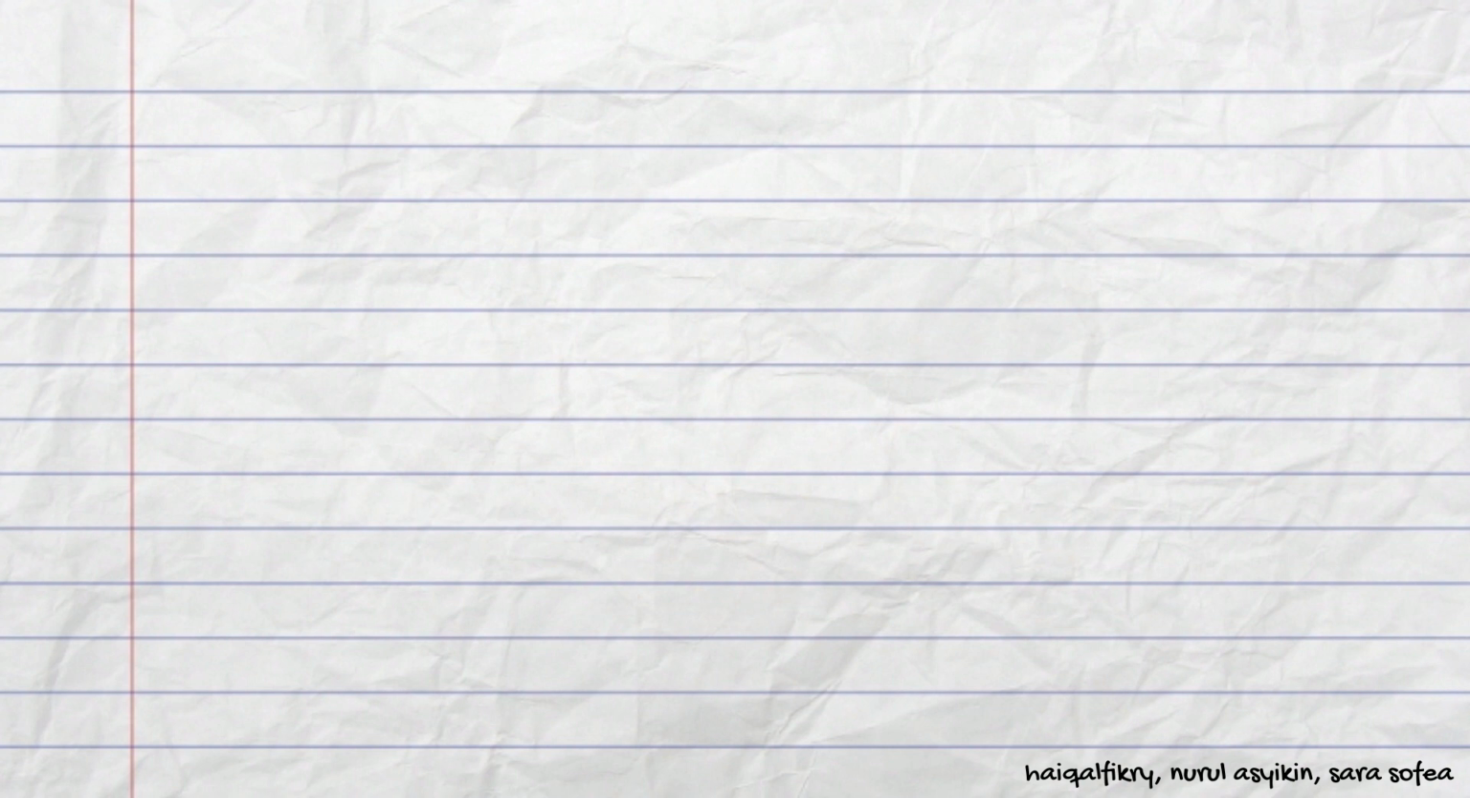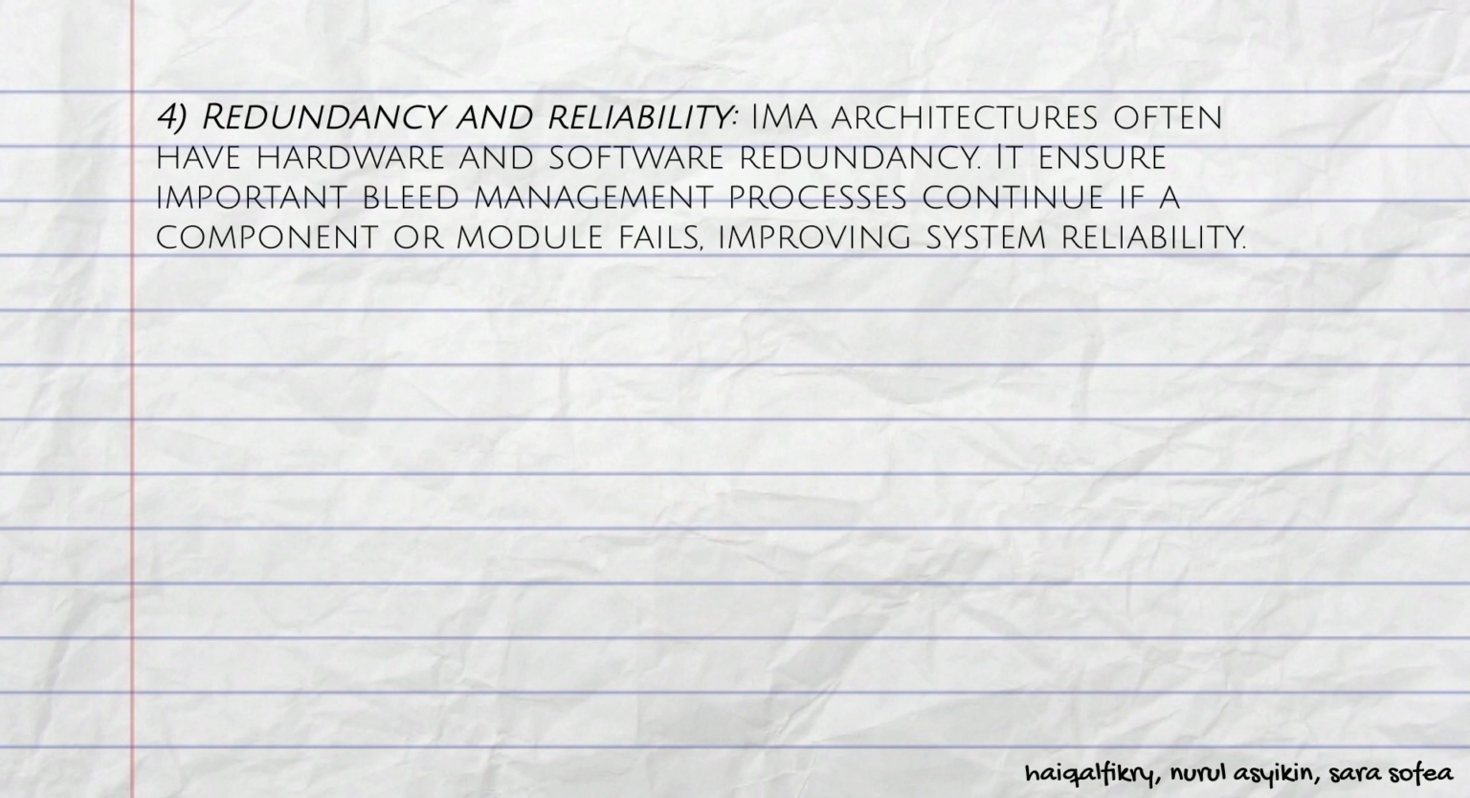Continuing, we come to two more significant advantages of Integrated Modular Avionics, IMA. Firstly, IMA architectures are designed with redundancy in mind, both at the hardware and software levels. This dual-layer redundancy ensures the uninterrupted operation of critical bleed management functions, even in the event of component or module failures, thereby elevating the overall system's reliability.